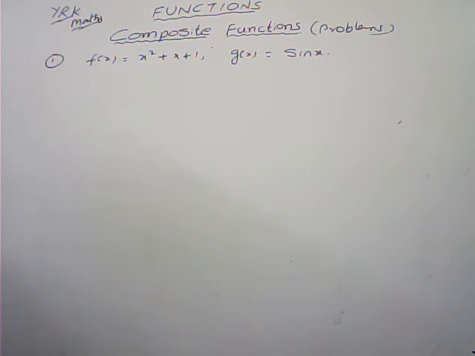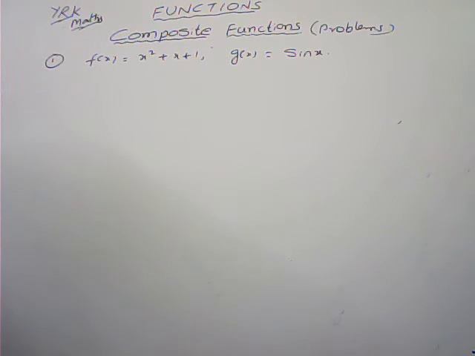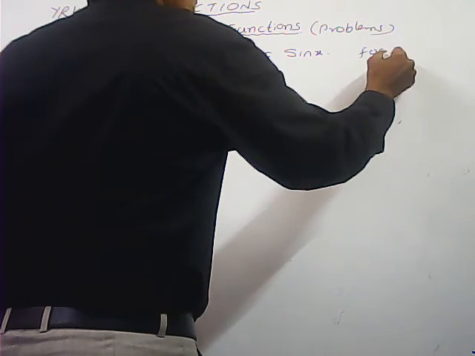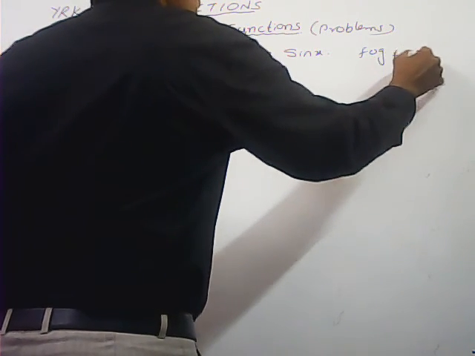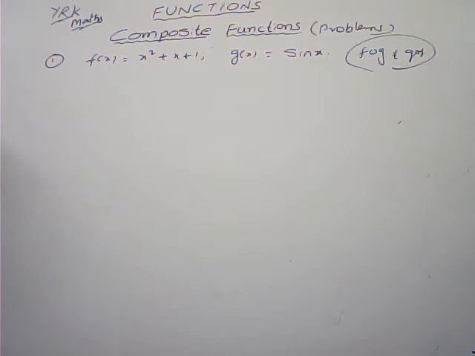Now we can discuss some problems related to composite function. Here f of x equals x square plus x plus 1 and g of x equals sin x. In general, f circle g is not equal to g circle f. Sometimes it depends upon the functions. Sometimes we can get equal, but based on that we can't decide that both are equal. Most of the time we can't get that. So that is not a commutative property. F circle g is not equal to g circle f.